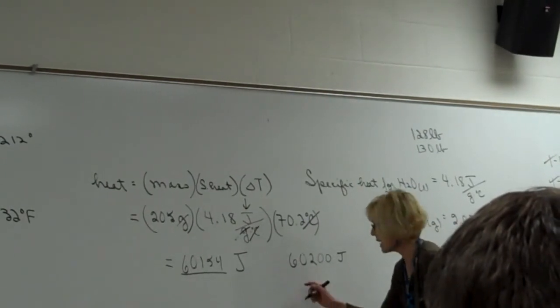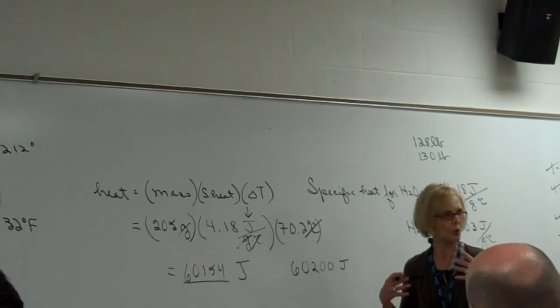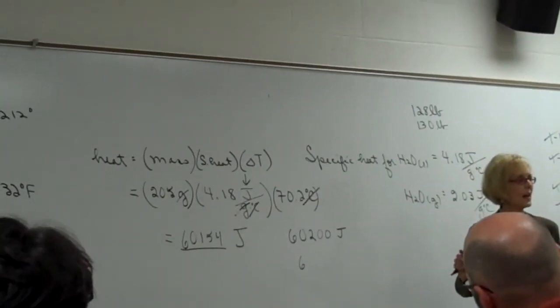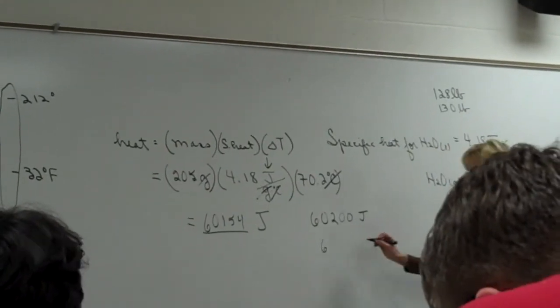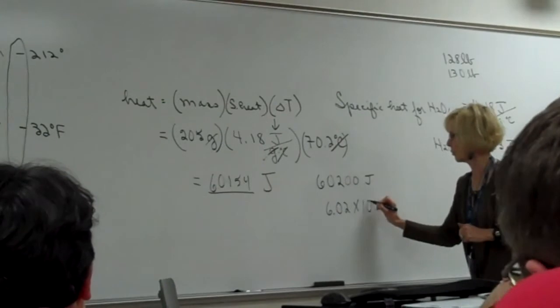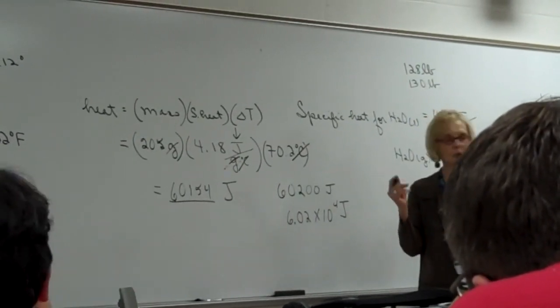I decide that's a big enough number, so scientific notation would be appropriate here. Let's switch that over. Hina, tell me what to write. 6.02 times 10 to the 4th power of joules. And that's a fine answer.